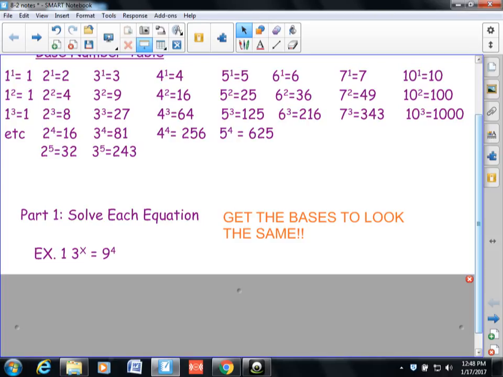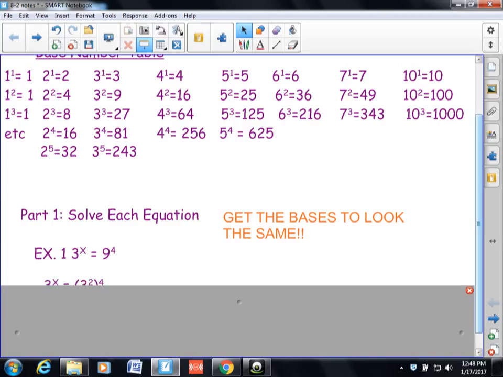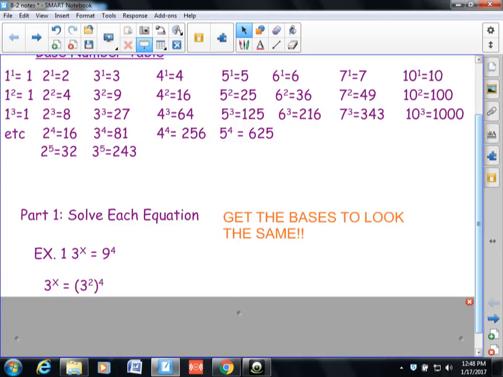We should recognize that 9 can be written as a base of 3. And previously when we had worked with bases, we wouldn't have been given 3 to the x equals 9 to the 4th. We would have just been given 9 to the 4th and been asked to simplify it. So now we're just taking what we know about writing with base numbers and extending it to this. So if we were to rewrite that on the right-hand side, now our equation would be 3 to the x equals the quantity of 3 squared raised to the 4th.